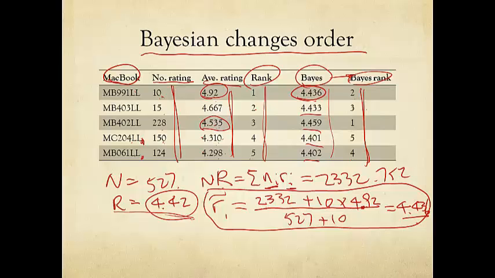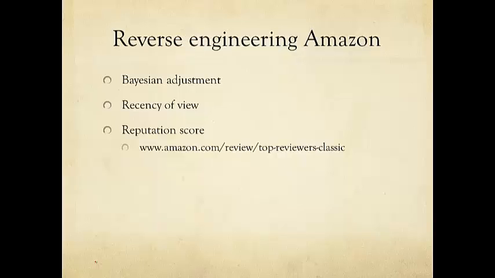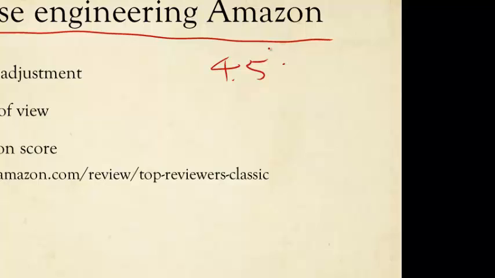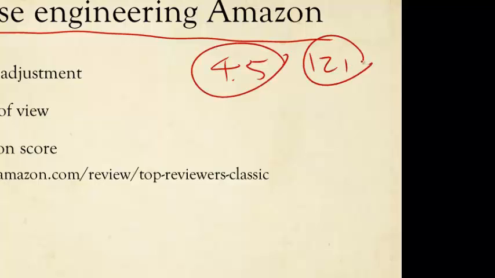So there's a lot of interesting messages just out of this simple example. Now let's move on to a larger example. Now our goal is to reverse engineer what Amazon does. Again, Amazon shows you the average number of stars, a 4.5 star, and number of ratings, and you can try to make sense out of this yourself.